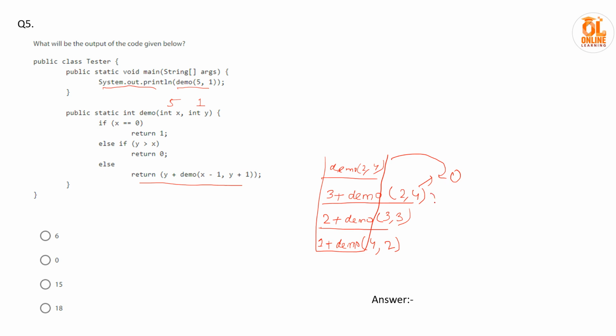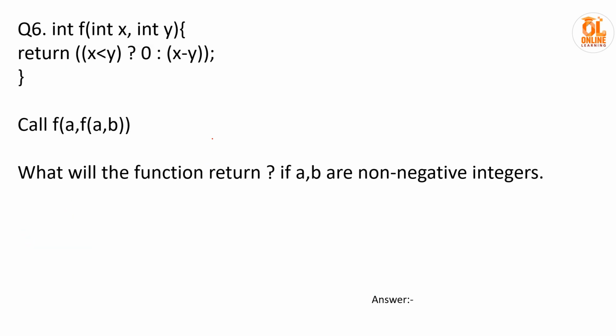So it will return 3. Now 2 plus 3, so it will return 5. Now 1 plus 5, it will return 6 to the main function, and then this will be printed. So your answer is 6. Hope you have understood. Now let us move to the next question.